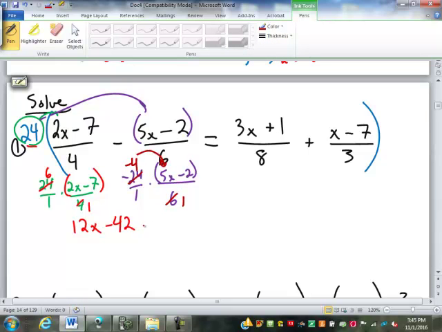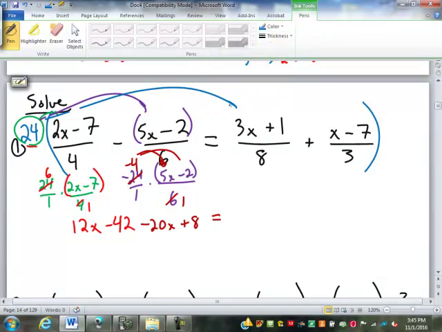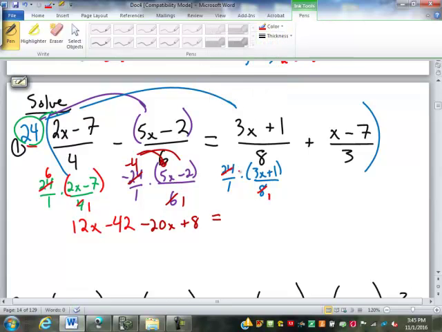So negative 4 times 5 is a negative 20x. Negative 4 times negative 2 is a positive 8. Equals, on the other side, 24 times the 3x plus 1 over 8. So 24 over 1 times 3x plus 1 over 8. Again, 8 and 24 cross cancel, giving me 1 and 3. 3 times 3x is 9x, and 3 times 1 is a positive 3.